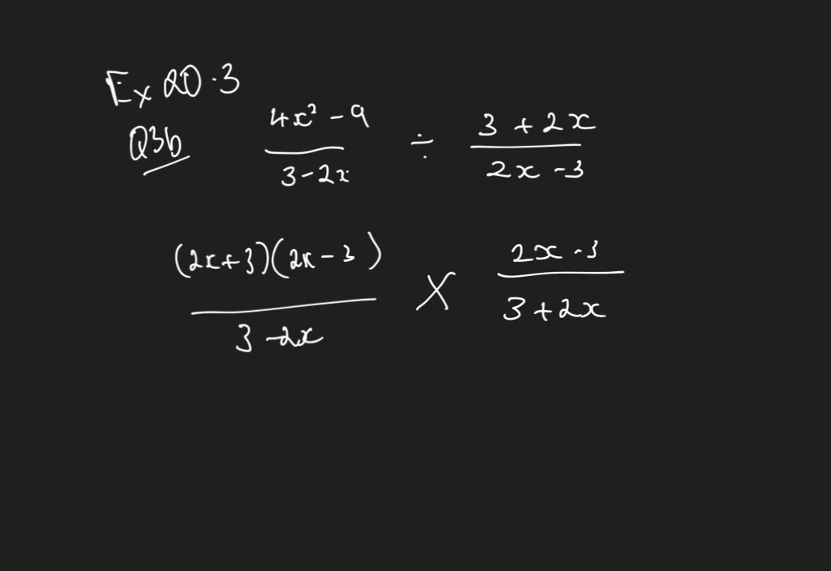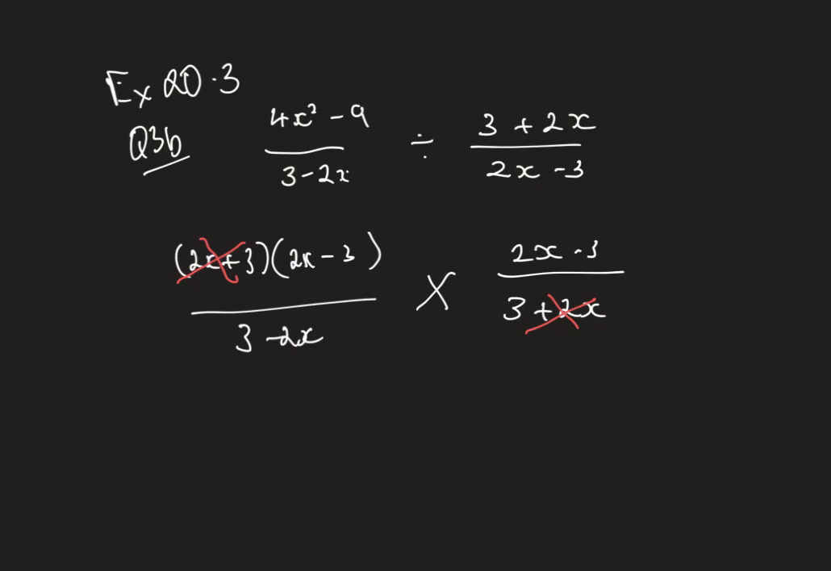Now we need to see what cancels. So 3 plus 2x is the same as 2x add 3 because that's positive and that's positive. So it's okay to write it like that. So 2x add 3 and 2x add 3, they're the same. 2x minus 3, they're going across. You can't cancel those out. And then that's a negative 2x, so it's not the same as plus 2x.